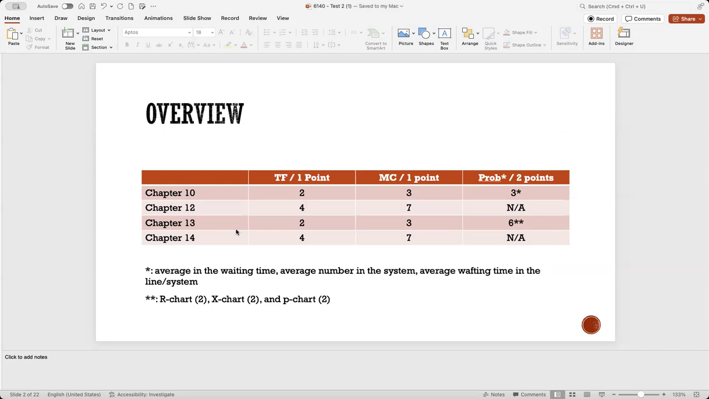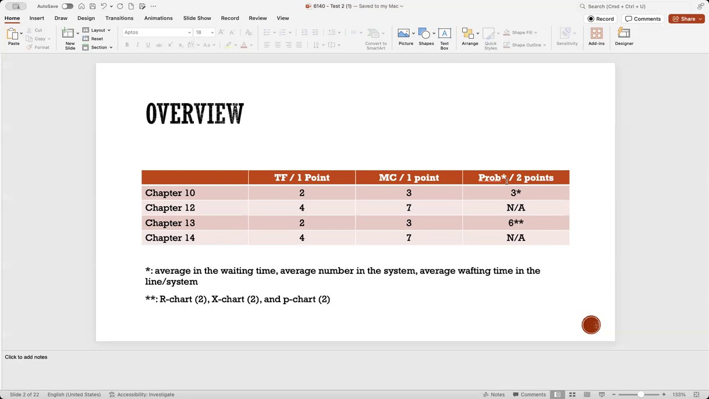True or false and multiple choice are similar to test 1, each worth 1 point, while the problems are worth 2 points each. And the problems relate to calculations, like the math models we learned for some specific chapters, but I will not ask you to provide the calculation process. You only need to choose the right answers I give to you.